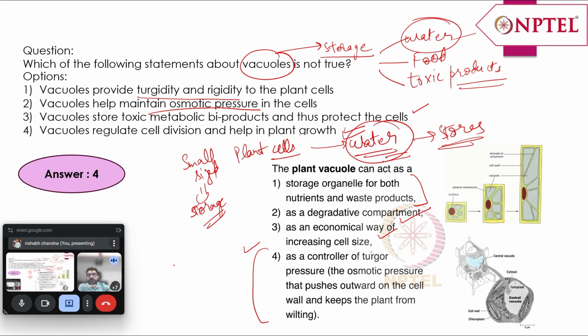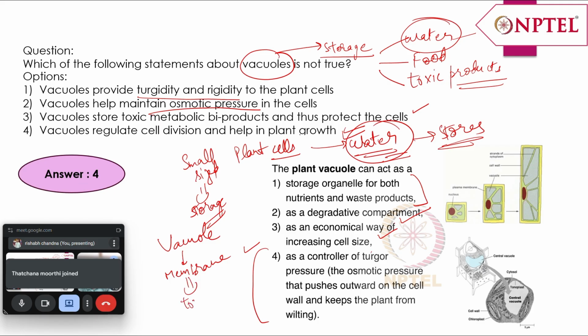The vacuole also has a membrane, and that membrane is called the tonoplast. So the covering of the vacuole is called the tonoplast. Any doubts in this question?